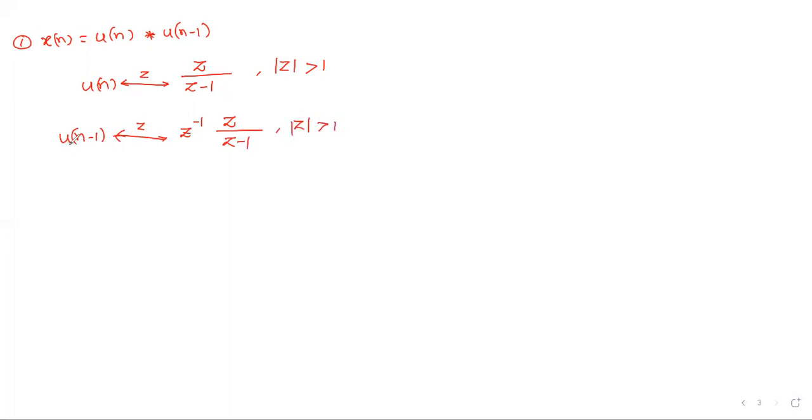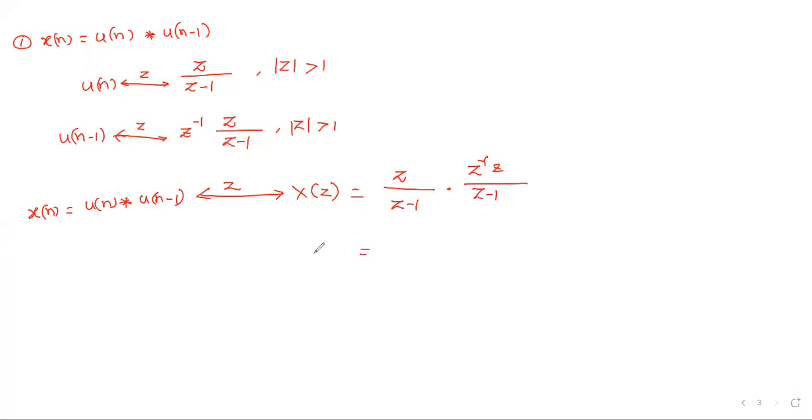Now, this is the u of n and u of n minus 1. You multiply these; here x of n is equal to u of n convolution u of n minus 1. What is the Z transform? X of z is equal to, convolution in time domain results in product in frequency domain. That is z by z minus 1 into z inverse into z. Z inverse into z, both will get cancelled, right? Z minus 1. So now how much will you get for x of z?